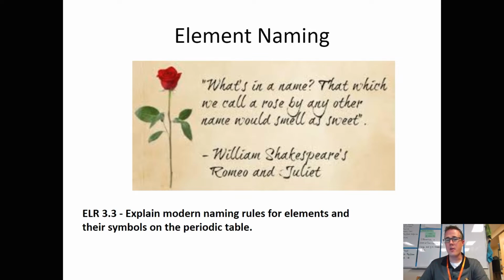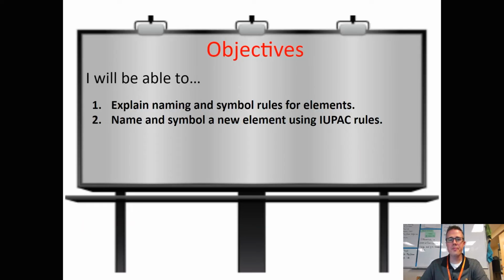If you don't already have one, you're going to need one of the papers off of my front counter in order to follow along. The ELR broken up into objectives look like these. The first thing we're going to do is talk about the rules for how to name and symbol an element, and then you're going to make up your own. So you're going to show me what the next possible element could be named using the correct rules.